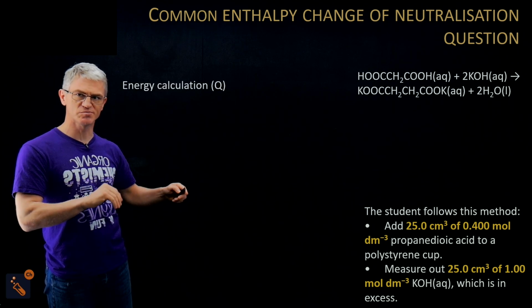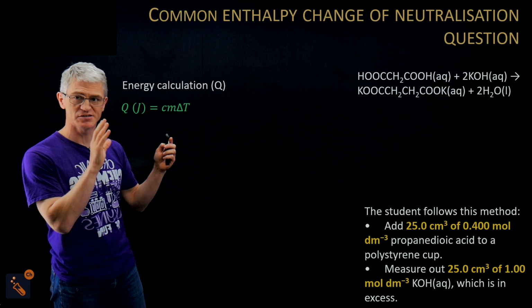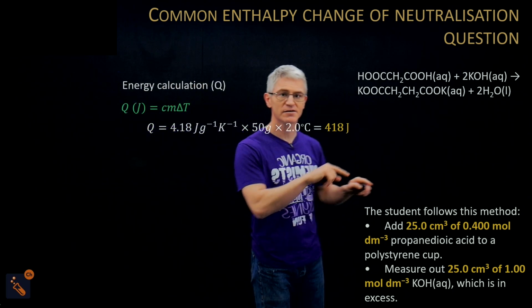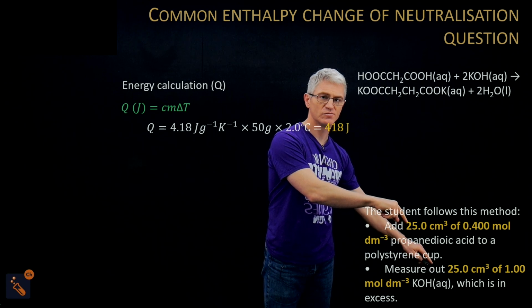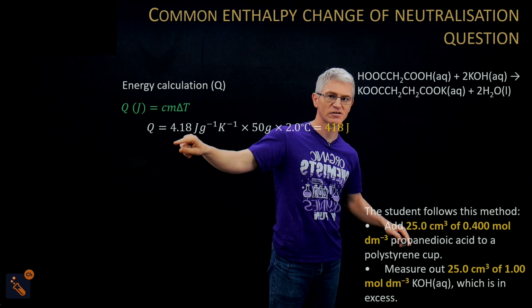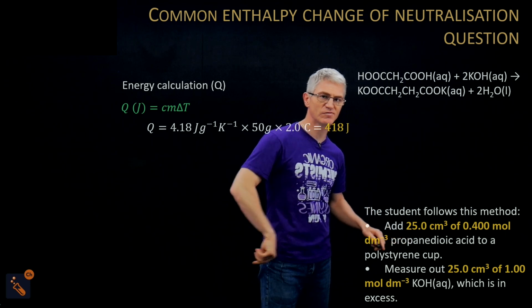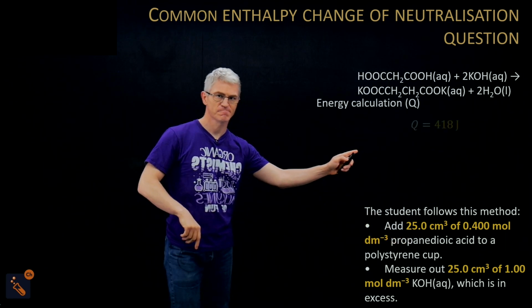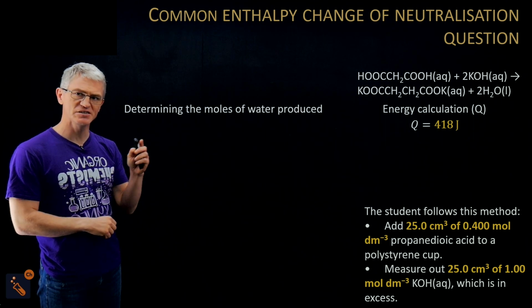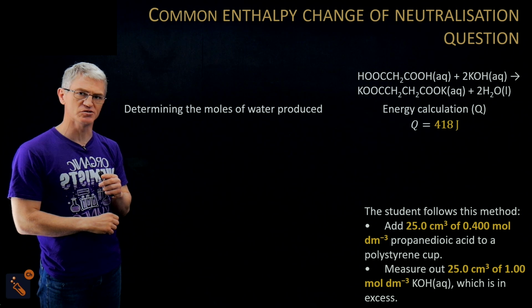So we start as we did on the previous one. Let's do our energy calculation. Energy calculation is here. So all we've done is taken the two volumes, 25 and 25, added them together, there's 50, and there's our temperature change here, and there's the specific heat capacity. And we've got our energy. Let's put our energy here. Okay, right, so we've got that. And then we need to determine the moles of water produced.